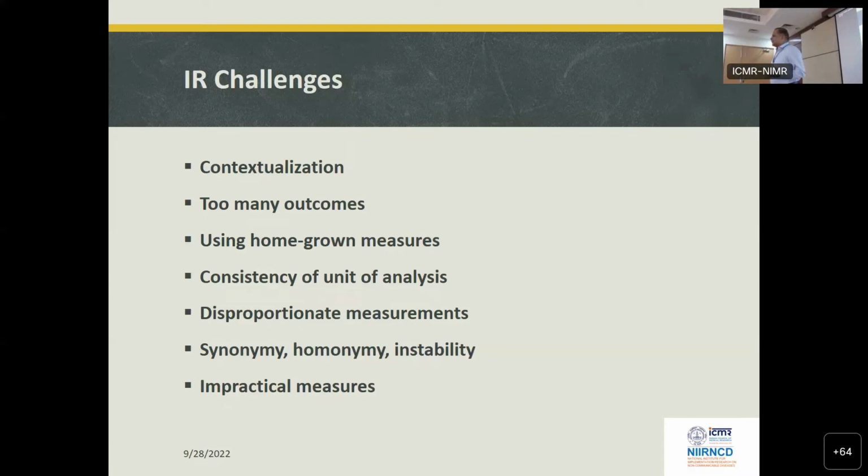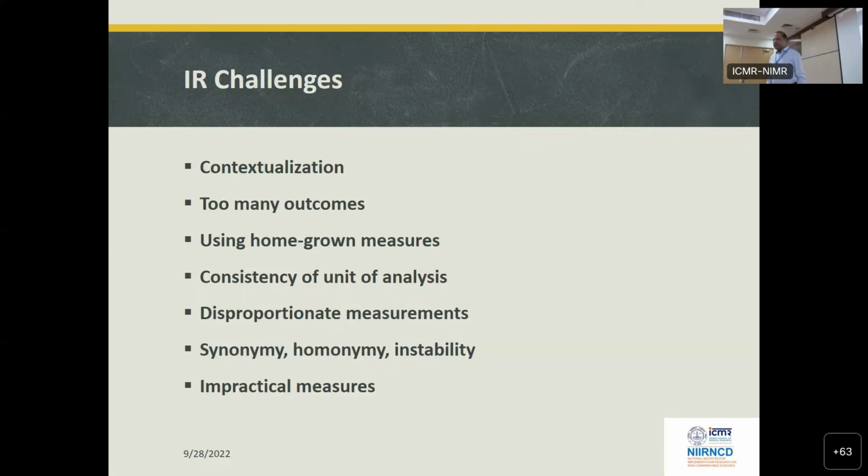Next year we do not have staff to collect the blood samples. Money has not come. We will change our pattern. That is not allowed, and that is dangerous for the program. In that sense, consistency of unit of analysis is a challenge which we cannot maintain most of the time. Disproportionate measures.